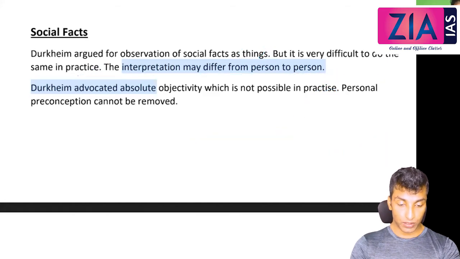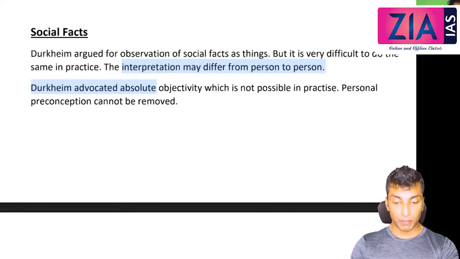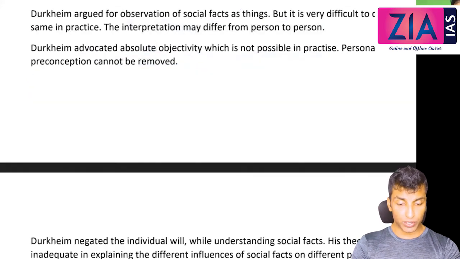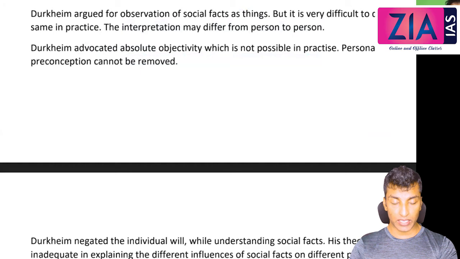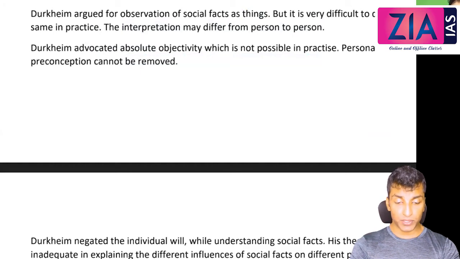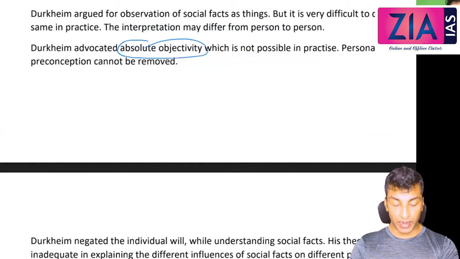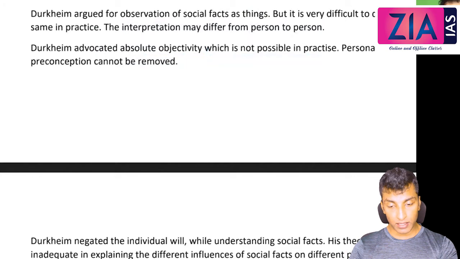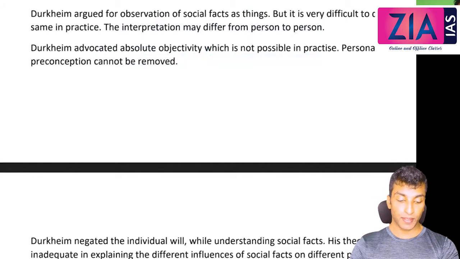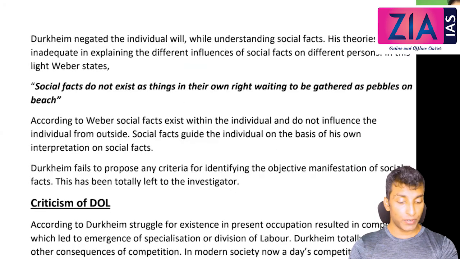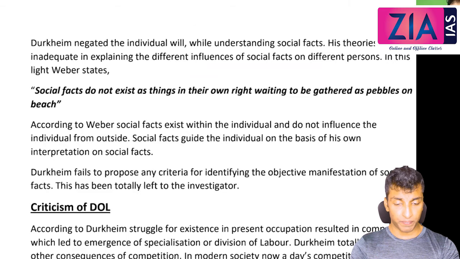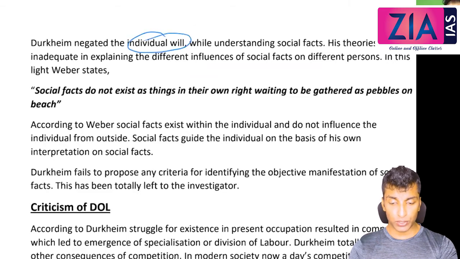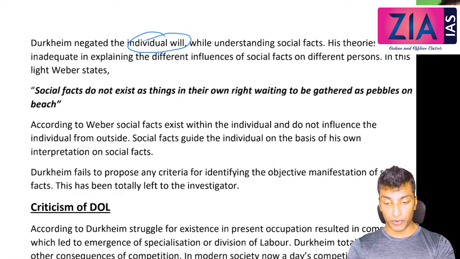Okay. So in any investigation, there will be some personal bias, personal preconception, because you are dealing with human beings, you are dealing with society. So absolute objectivity is not possible. And in fact, as per the postmodern thinkers, it is neither desirable also. Durkheim negated the individual will, that is the same as that of Weber, individual will while understanding social facts. His theories are inadequate in explaining the different influences of social facts on different persons.